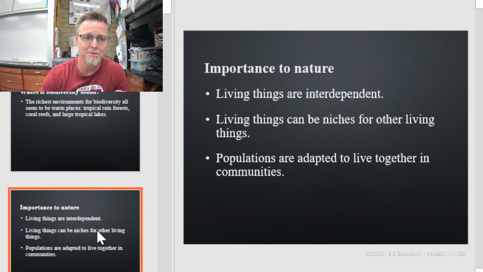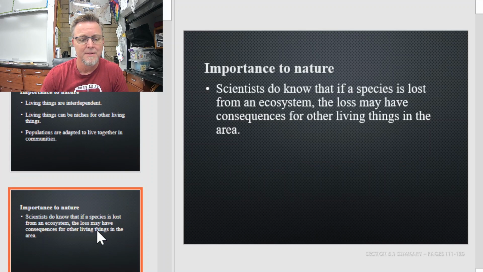If you take the trees away that it's growing on, it's going to start that domino effect we learned about while studying food webs. You lose the trees, you lose the moss, and maybe that's somebody else's food, and the whole ecosystem crumbles. Scientists do know that if a species is lost from an ecosystem, the loss may have consequences for other living things in the area.